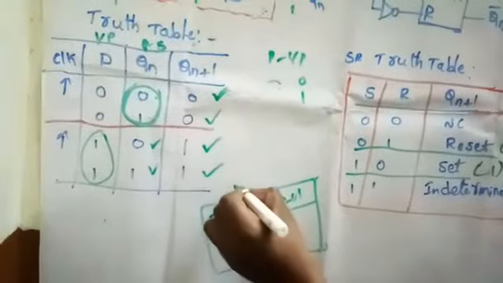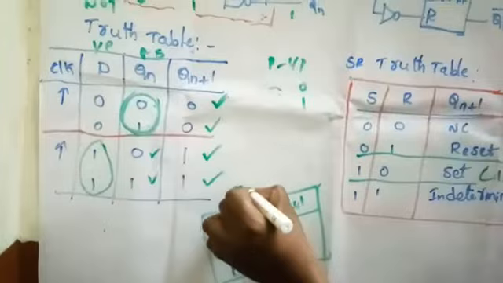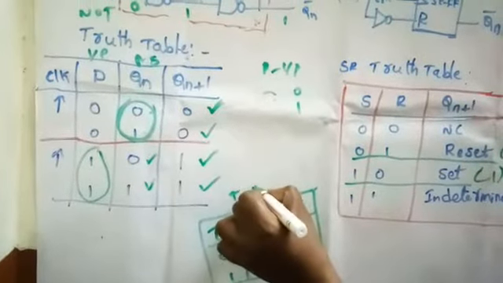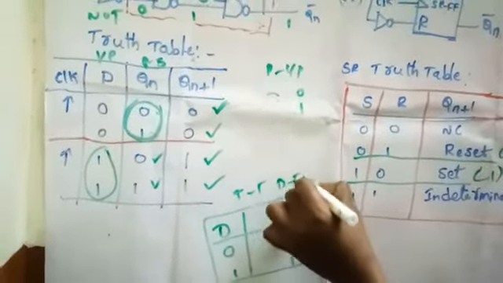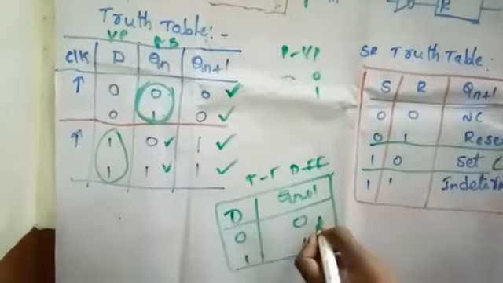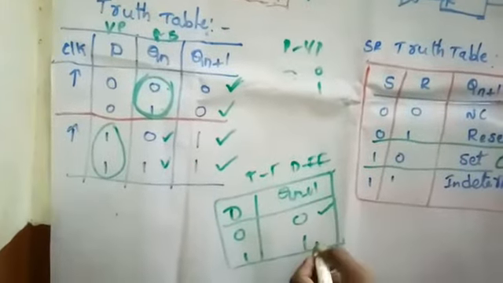This is the truth table for D flip flop. If D is 0, Qn plus 1 is 0. D is 1, Qn plus 1 is 1. There is no change in the input, whatever the prior state. That is nothing but delay flip flop.